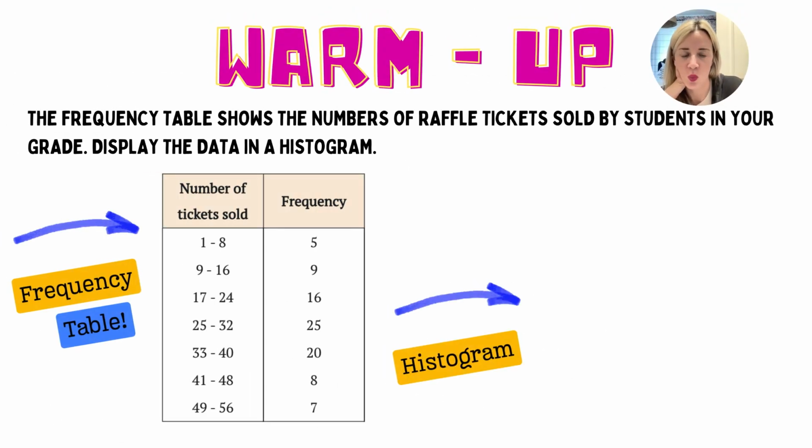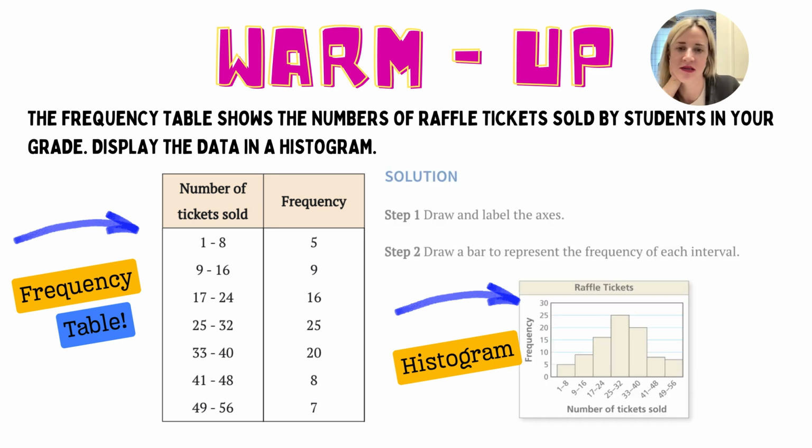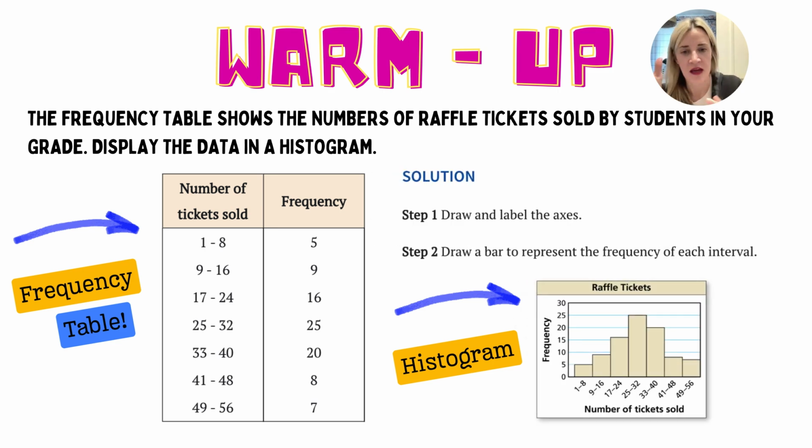All right, so as a quick little warm up here, we're just going to start by taking what is called a frequency table and creating what is called a histogram. On the left here, we have that frequency table, and a frequency table is just a table that shows the frequency of something happening. In one column, you have the input, and in the other column, you have the output. This frequency table shows the number of raffle tickets sold by students in your grade.